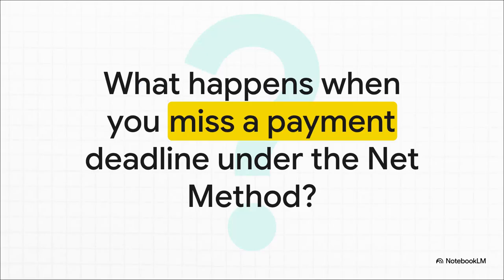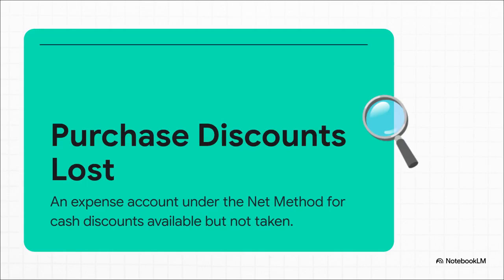Okay, so this is really the moment of truth. This is what separates the pros from the rookies. Paying on time and getting the discount is one thing. But what happens when you mess up and pay late? Especially, how does the net method handle it when you miss the discount you already assumed you were going to get? This is where it gets good. And this brings us to a super important account that only exists in the net method.